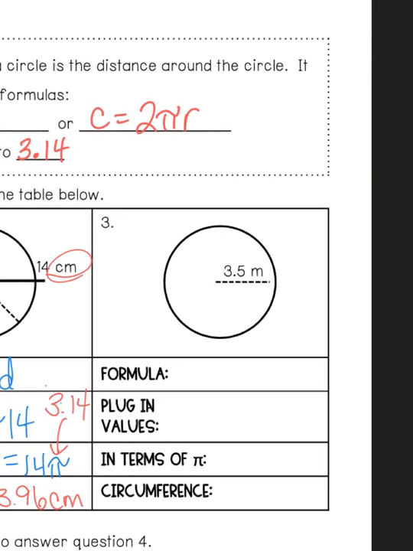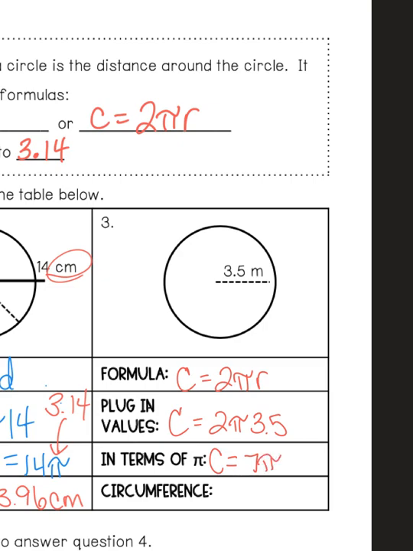All right, now to do number 3. Right here, I notice that they are showing me the radius. So the formula I'm going to want to use is this one up here, C equals 2 pi r. The plug-in values will be C equals 2, pi, and then 3.5. So in terms of pi, C equals 3.5 times 2 is 7. So that'd be 7 pi.